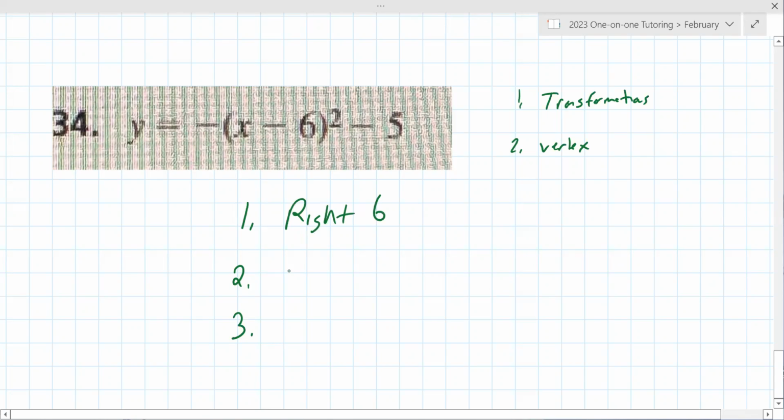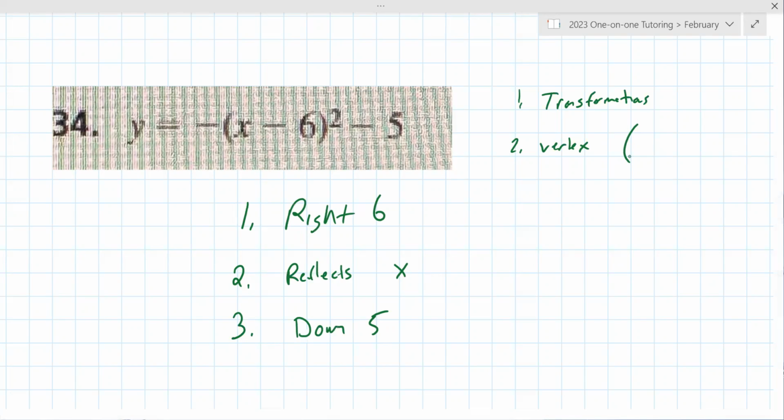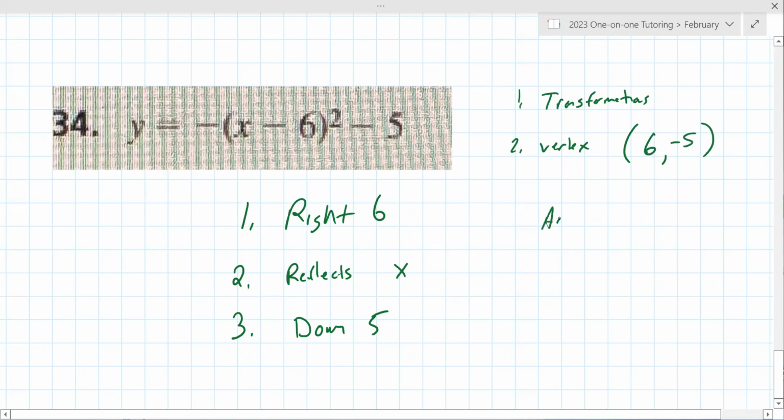Reflects over x-axis. Okay, and last one, then down 5. Good. Okay, what is the vertex? Sorry, a 6, -5. You got it. Okay. Now I heard axis of symmetry, so you might as well give me that. X equals -5. It's the x value. See how it's already kind of encoded in there? It's x equals the x value. Oh, x equals 6. Good.